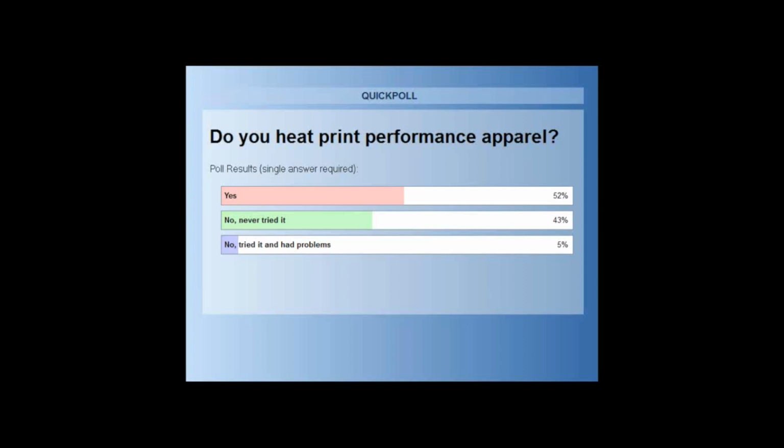Share the results. So the whole point here is you're amongst a group that likes to come and get educated on how to do things, but even amongst this group of people that like to be educated, only 52% of the listening audience is printing performance apparel. So your competition is cut in half versus, I'm sure if I launched how many are printing t-shirts, it would be 100% yes, unless you don't have a heat press yet. And then there's people that never tried it or had problems. And for those of you that had problems, we'd encourage you to register for a heat printing performance wear session, and we can help you with that.